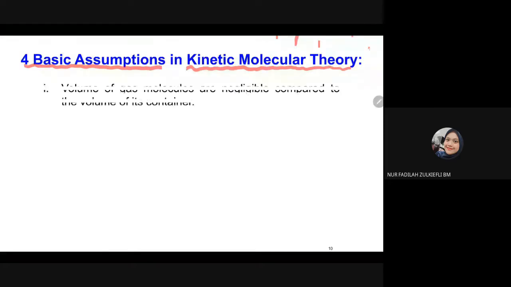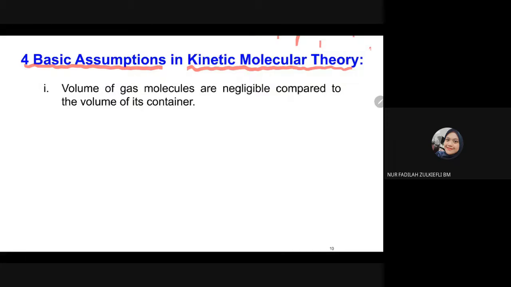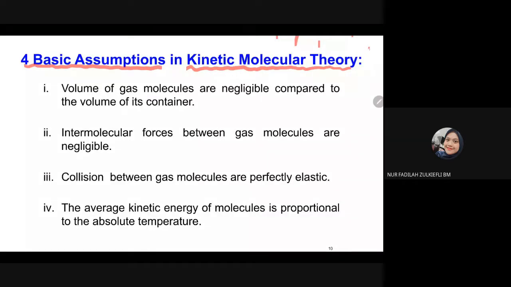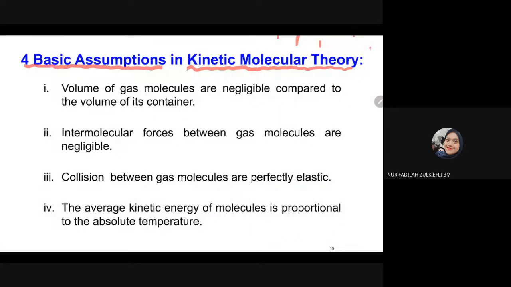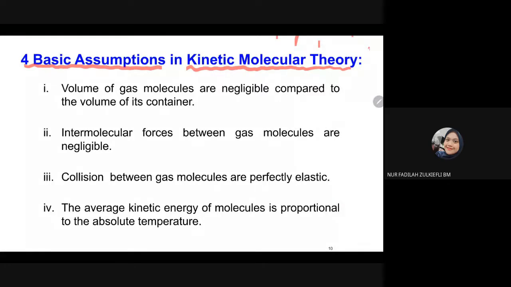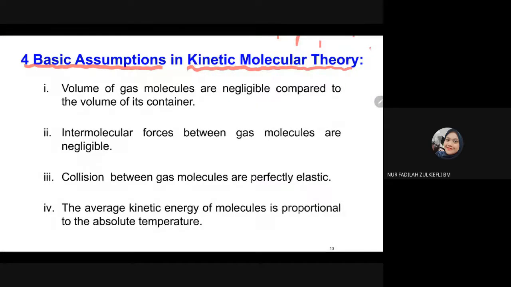So the first one, teacher bacakan dulu. The volume of the gas molecules are negligible compared to the volume of its container. Ini teacher akan explain nanti. Number 2 is intermolecular forces between gas molecules are negligible. Number 3, collisions between gas molecules are perfectly elastic. And number 4 is the average kinetic energy of gas molecules is proportional to the absolute temperature. Kalau you guys faham yang ini, insyaAllah the next gas laws, kita boleh follow.